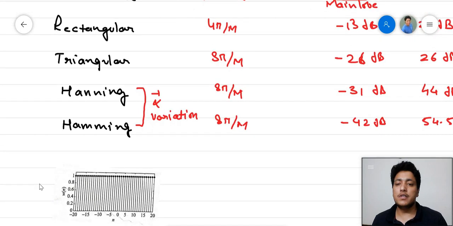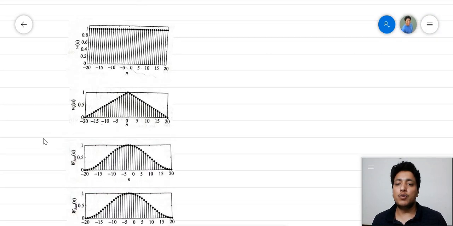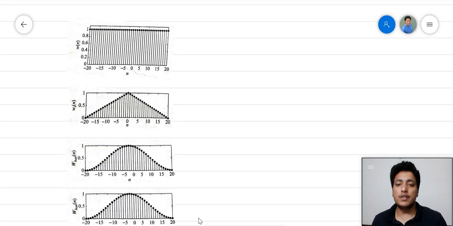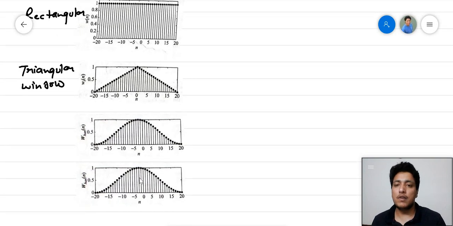First, we'll see the windows in the time domain. The first window is rectangular, right? And then another window is the triangular window. One can see the samples vary in a triangular fashion. Then we have the Hanning window.